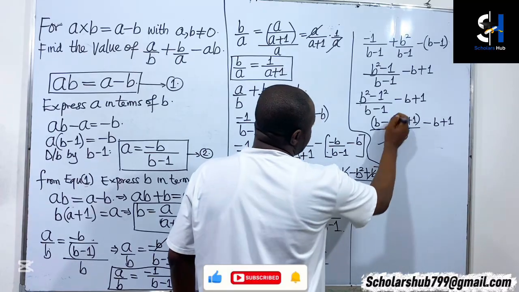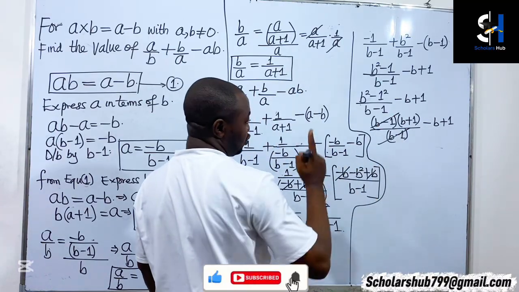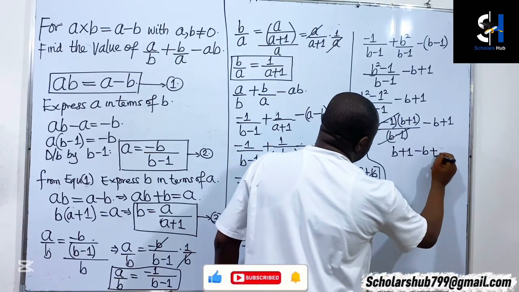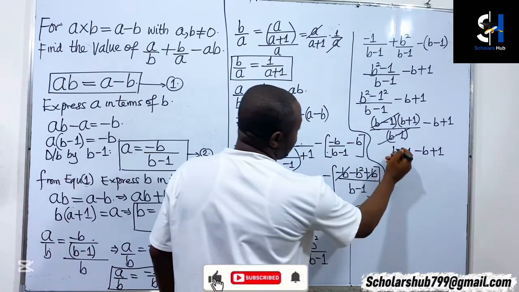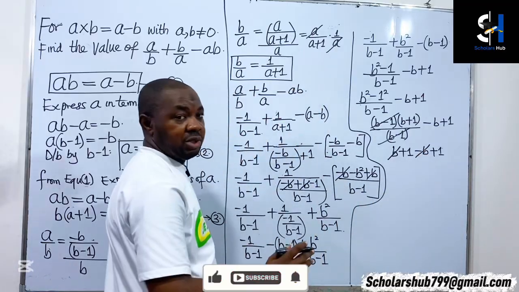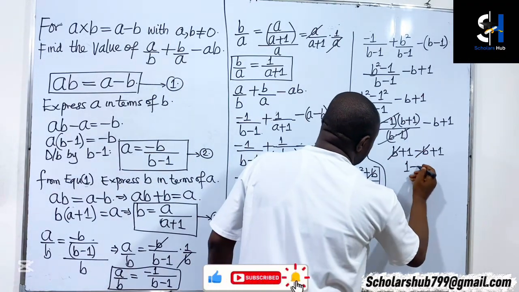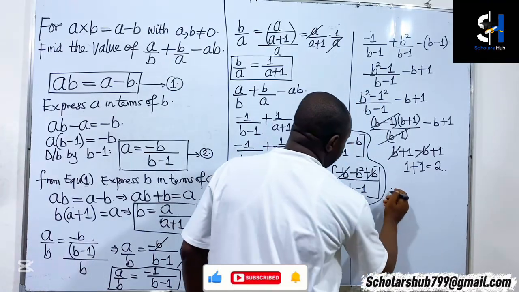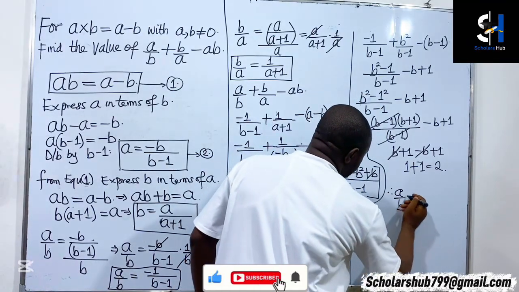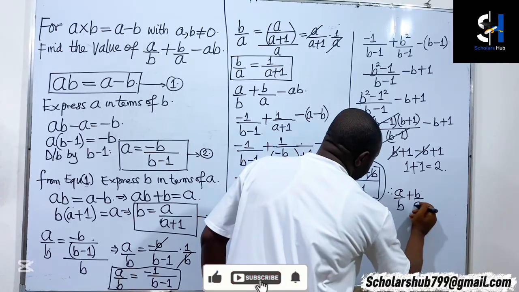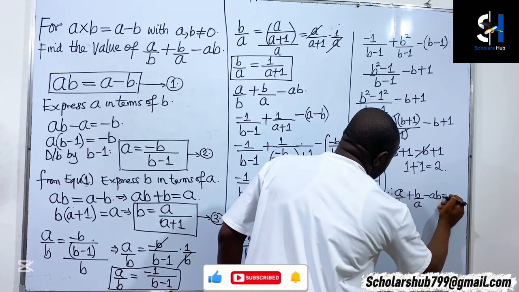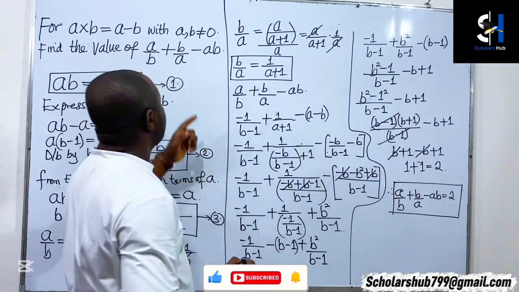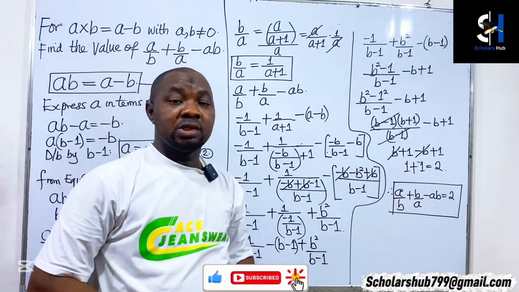So b minus 1 divided by b minus 1, that will be 1. So in this case, we have b plus 1 minus b plus 1. So plus b minus b, that will be 0, then 1 plus 1, and that will be equal to 2. So therefore, the expression a over b plus b over a minus ab is equal to 2. So the value of this expression is 2.